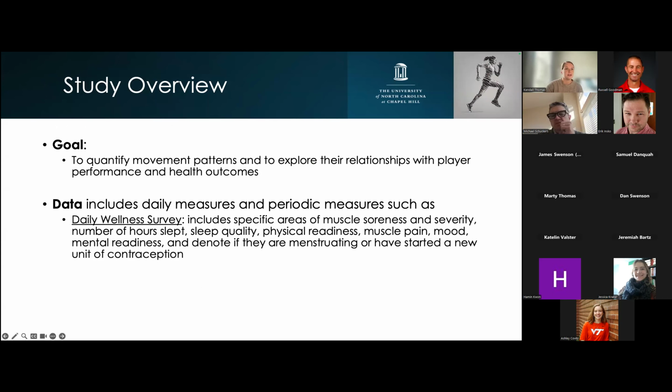So we have a daily wellness survey that players fill out on a Likert scale. So it ranges from -3 to 3, with positive scores denoting the positive outcome. So for example, if their soreness was 3, that would mean they were not sore at all. A soreness of -3 would mean they were the most sore. And then one of the unique components of our study is that we are including menstrual cycle information. So we look at their menstrual cycle, as well as units of contraception, which is very rare in female sports just because of the health concerns that this data does have.